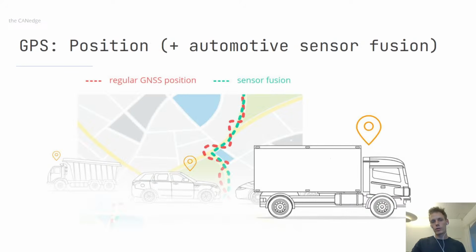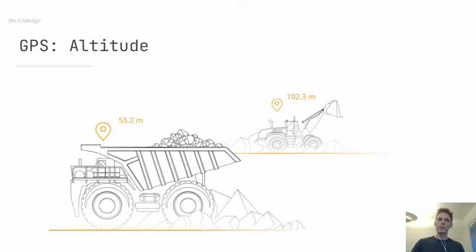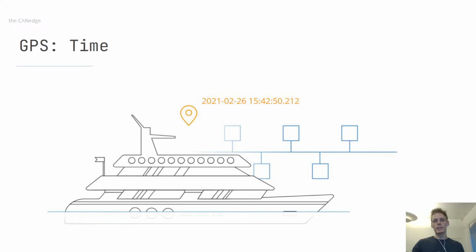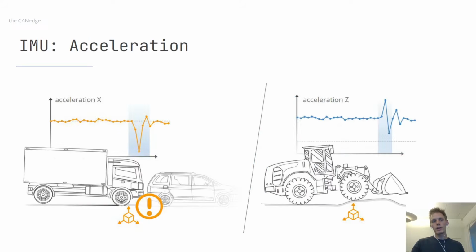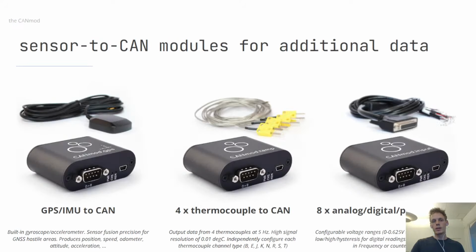You get the position, of course, through the internal GPS. You get the speed based on the GPS, which is very useful to have across all applications. You get the trip distance, you get the altitude, you get the ability to set up geofences that are then output through the CAN frames. You get the high precision GPS time, and you get acceleration data. And due to the sensor fusion, you can even get attitude like roll and pitch and yaw for automotive applications.